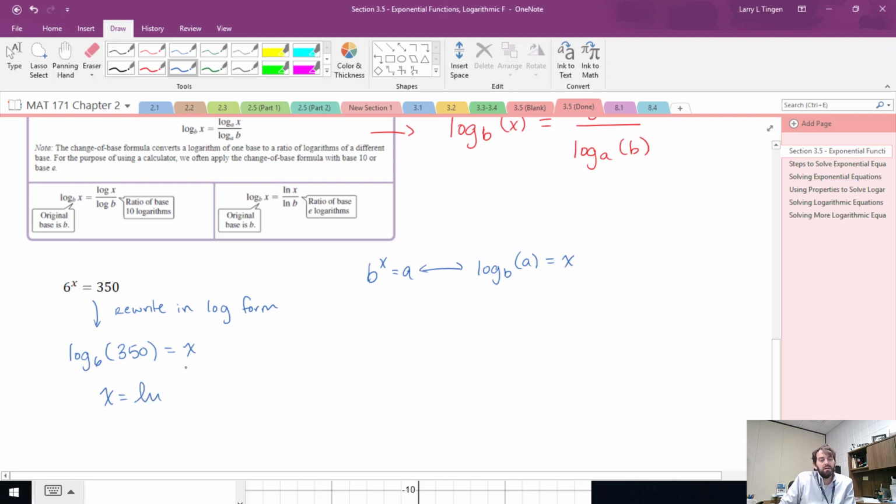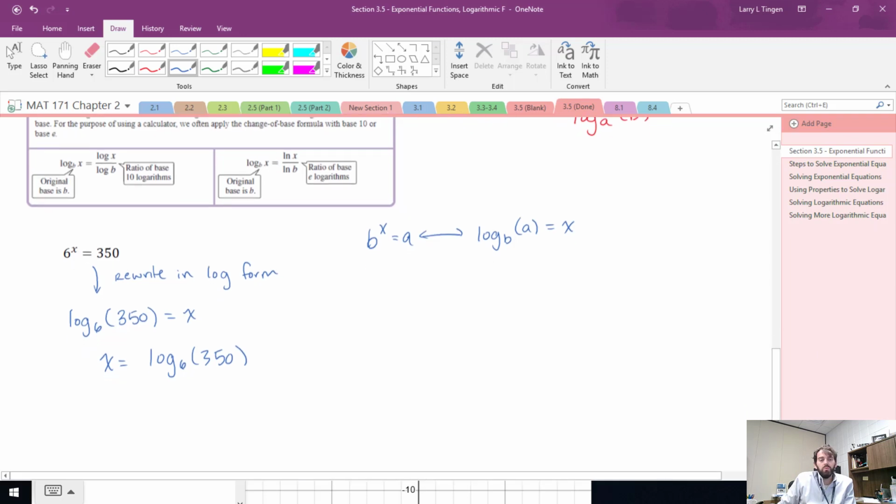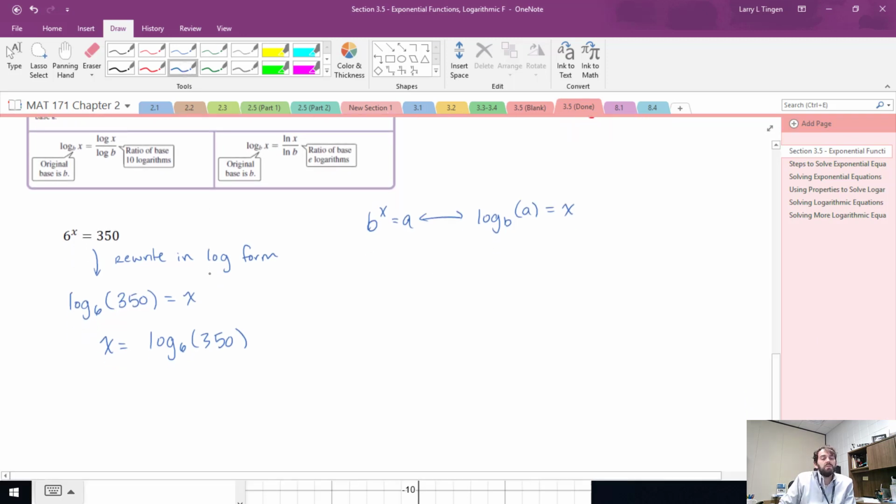So that means I'm going to rearrange, just swap sides here, and then write out what we want. If x is equal to the log base 6 of 350, that means I can rewrite this as the natural log of the argument, which is 350, divided by the natural log of the base, which is 6. And that's how you use the change of base formula.